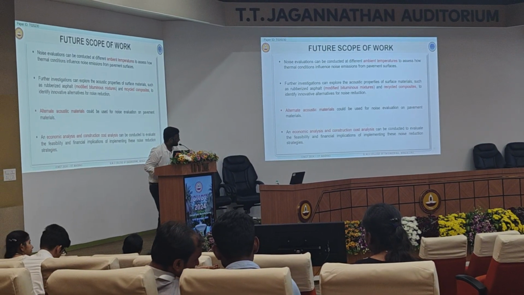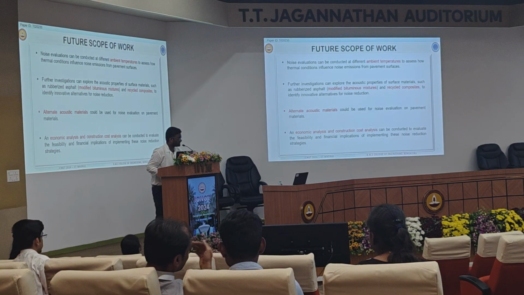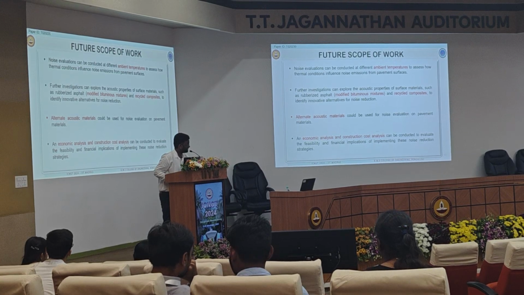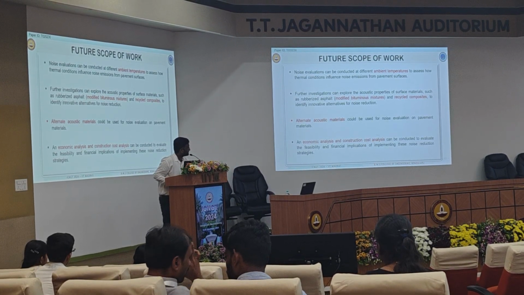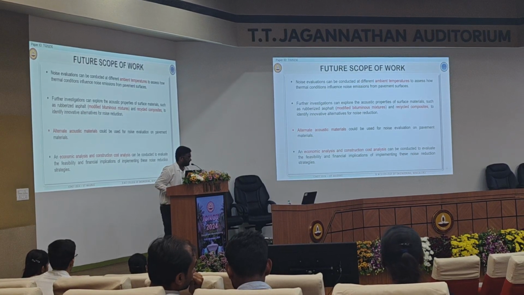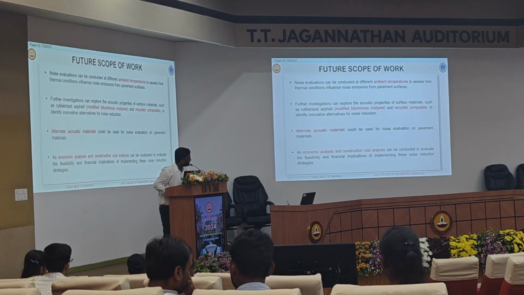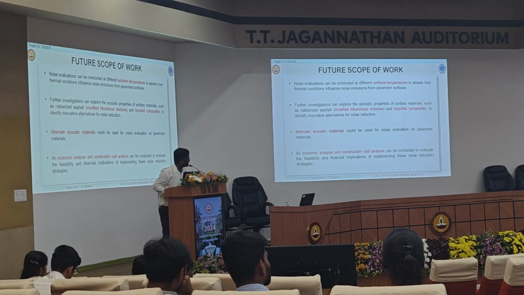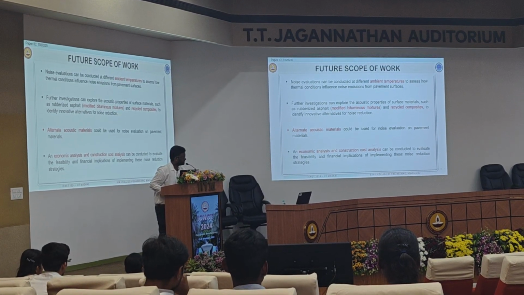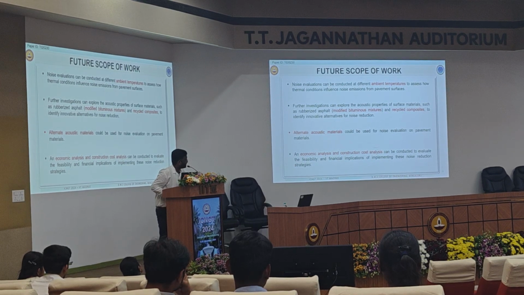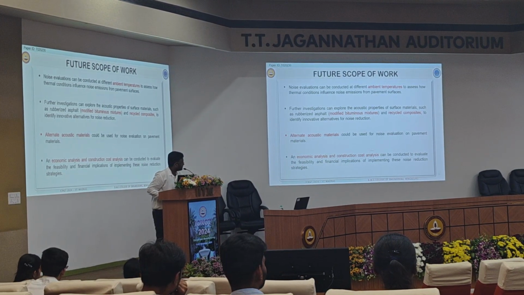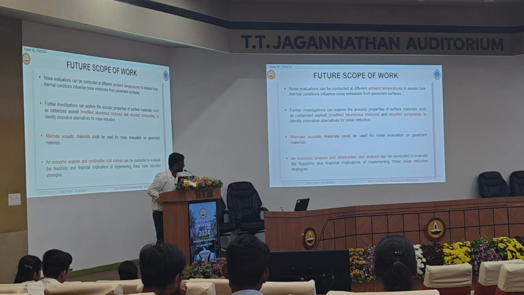The future scope of work can be carried out at different ambient temperatures, varying the specimen's temperature, to study how they can affect the noise transmission and absorption. And this study can also be further carried out on rubberized asphalt, that is PRMB and RMB, and recycled composites can be used for the analysis. And alternate acoustic materials apart from acoustic panels can be used for the noise transmission and absorption. And also an economic analysis and construction cost analysis could be carried out to evaluate the feasibility and financial implications.